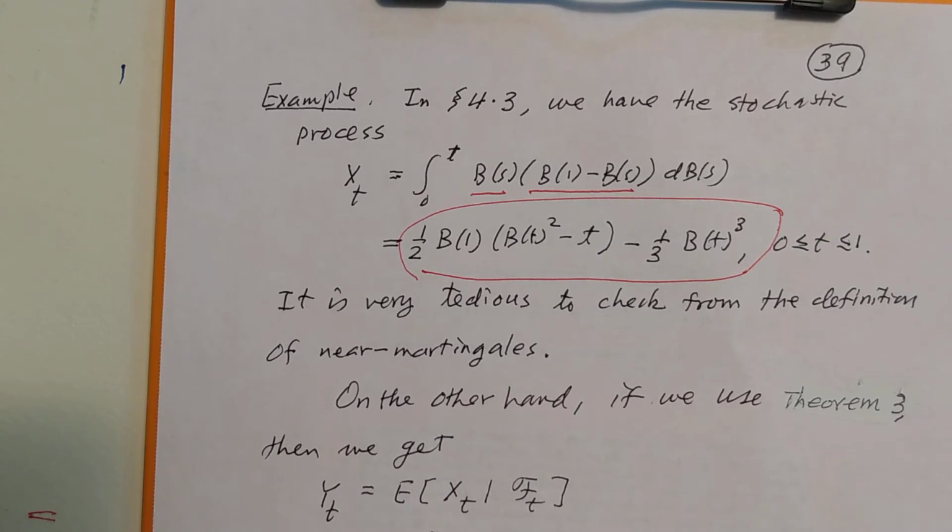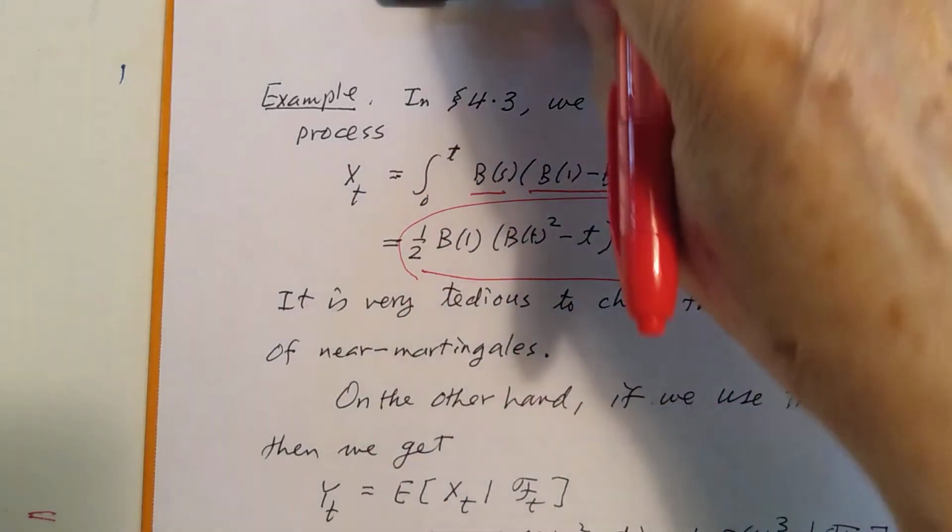So the conditional expectation of X sub t is 1/2 B_1 times (B_t squared minus t), I copy from here, minus 1/3 B_t cubed, given F sub t, the same t. Here is t, everywhere is t. Now let's work it out.